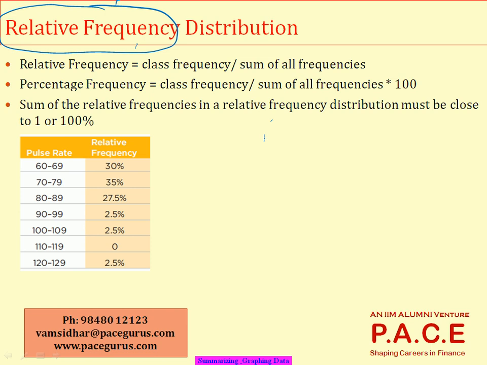Now in the earlier table, 60 to 69 there were 12 people, but if I have to convert it into a percentage form, I am doing 12 divided by the total number of people that are there, which is the summation of that entire frequencies column. 40 people are there altogether, and multiply it by 100, convert it into percentage, which will give me 30%. And that is what has been depicted here. So out of the total lot of people, 30% of them have pulse rates between 60 to 69. 35% of them have between 70 to 79, and so on.